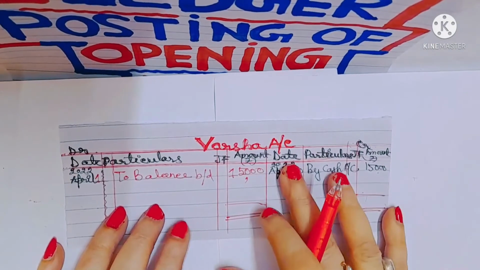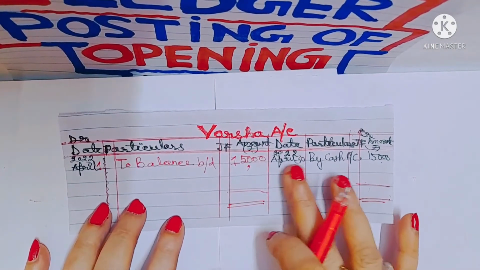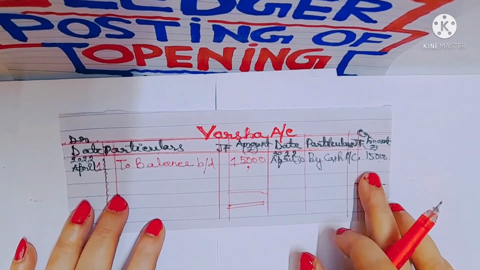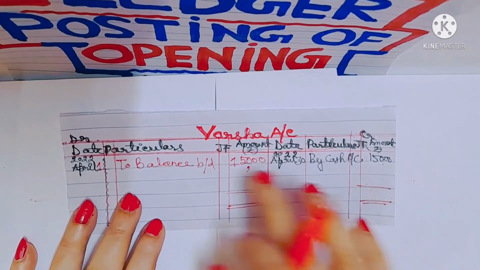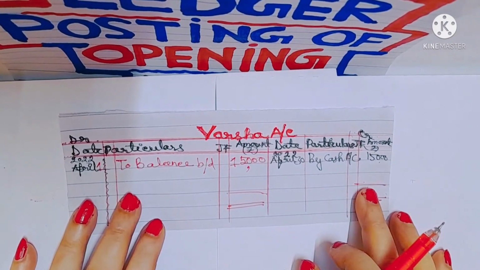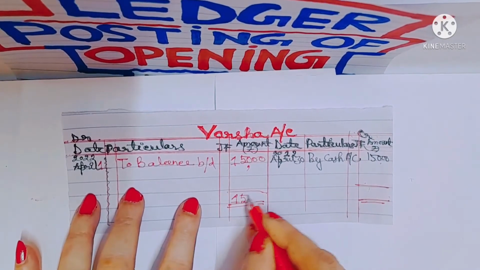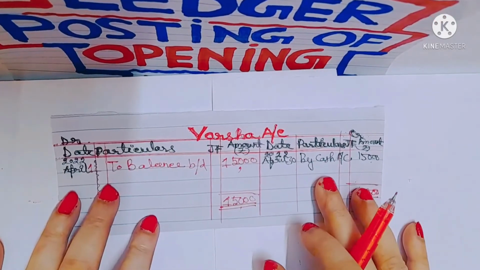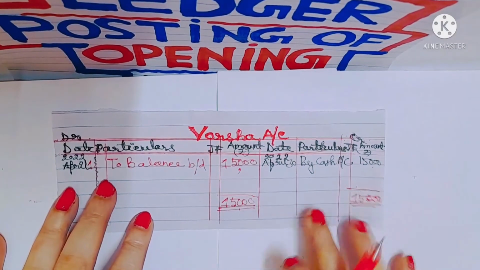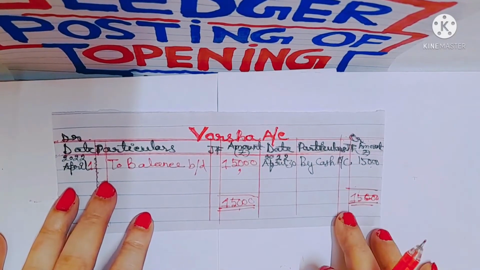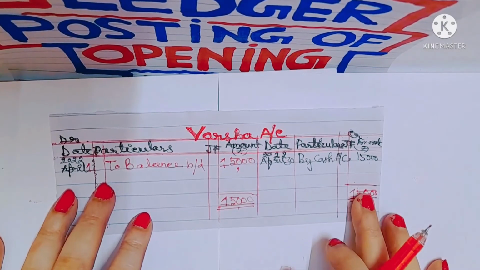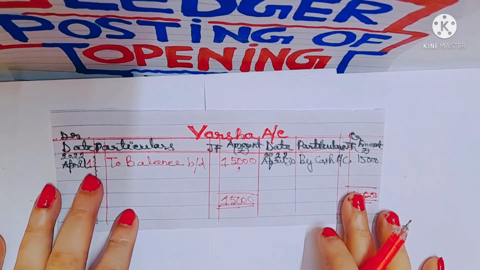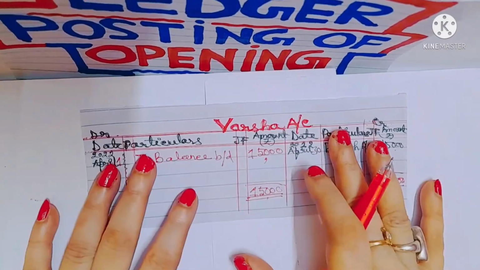The next account is Varsha account. Which side is greater? See, the debit side total is 15,000, the credit side total is 15,000 as well. So the debit side total is equal to the credit side total. So we'll write 15,000 on the debit side and on the credit side also we'll write 15,000. Which side is greater? Both are equal. So no to balance CD or by balance CD is written. Understood? Both are equal. Now let's close the next account.